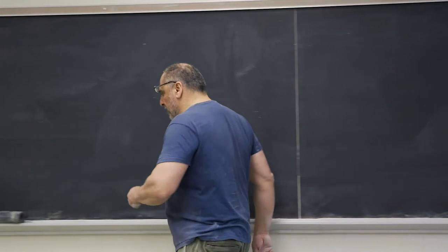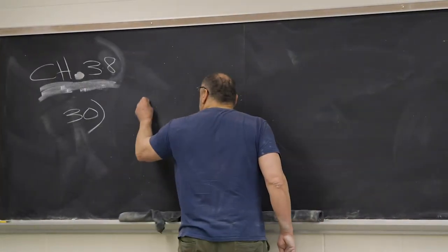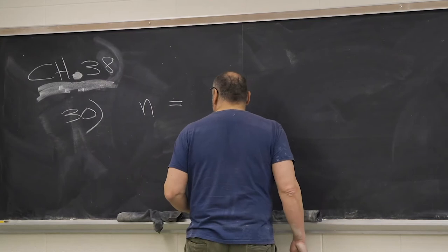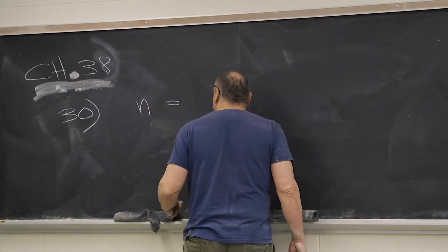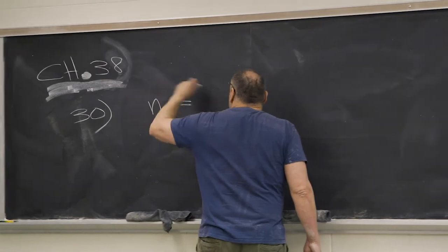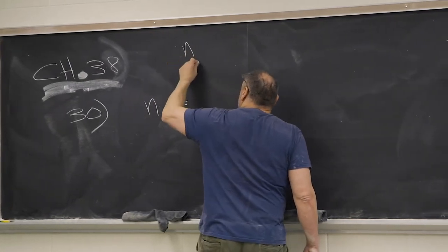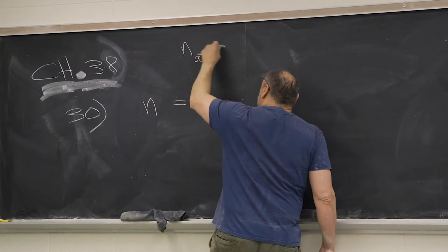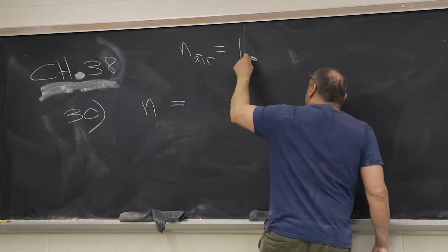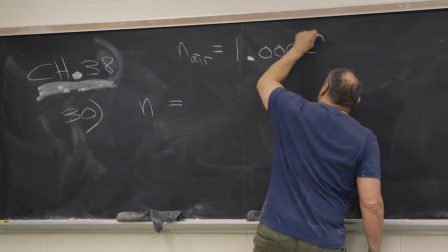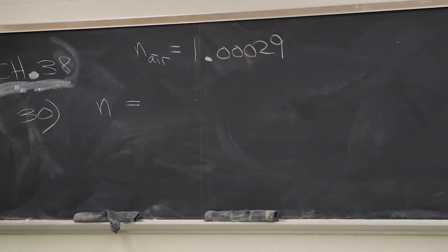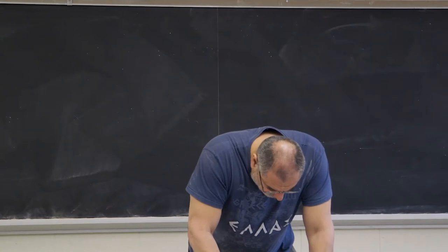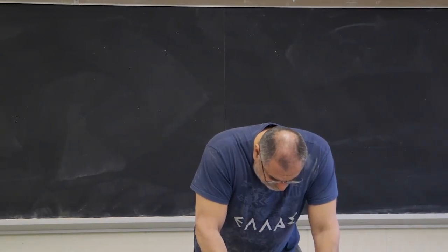You got to remember the index of refraction is at least 1. The index of refraction for air is just about 1. For a vacuum, it is 1. For air, it's not quite that. It's 1.00029. That's the index of refraction for air.